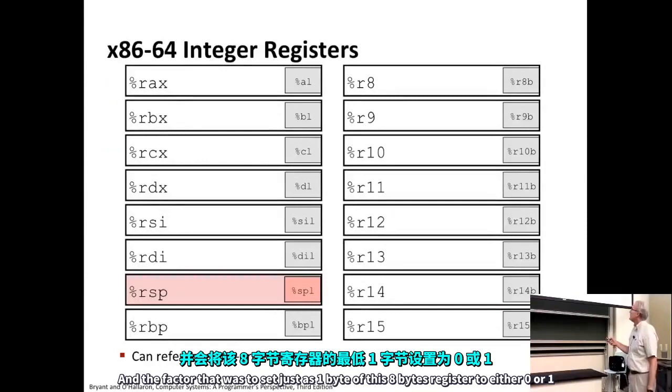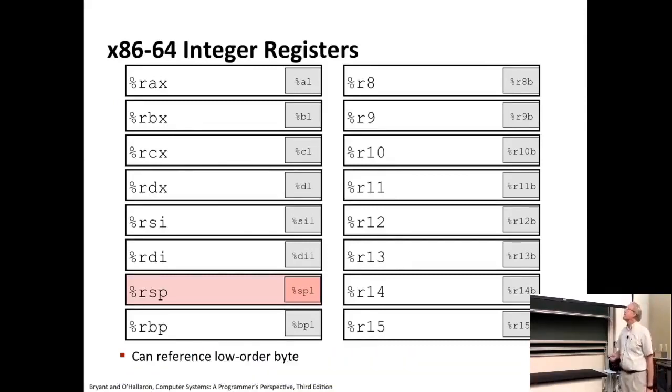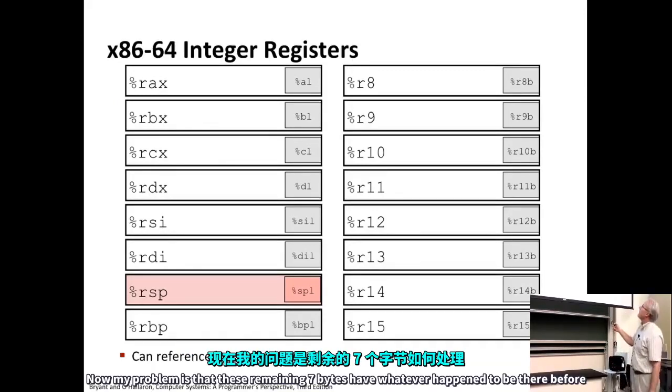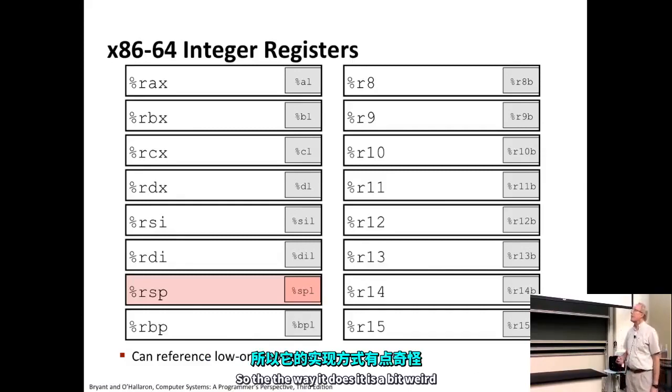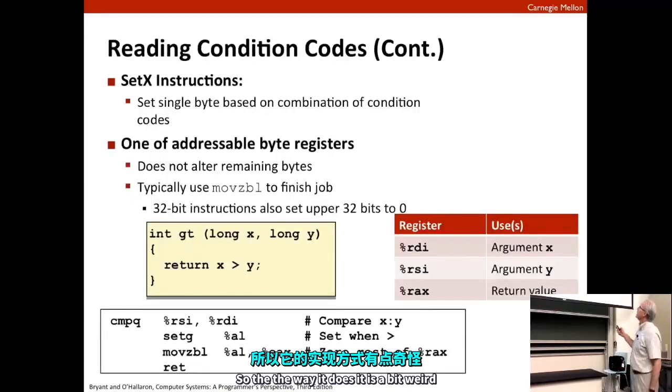And the effect of that was to set just this 1 byte of this 8-byte register to either 0 or 1. Now my problem is that these remaining 7 bytes have whatever happened to be there before, and I want it to be all zeros. So the way it does it is a bit weird.